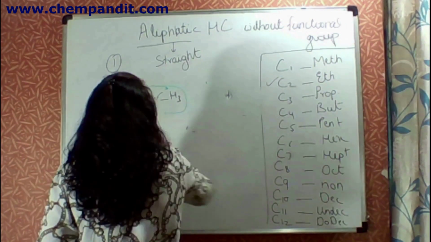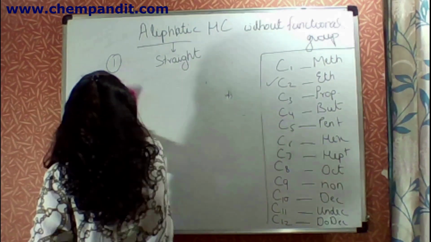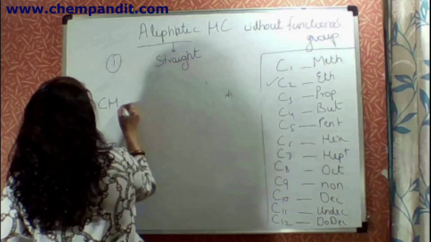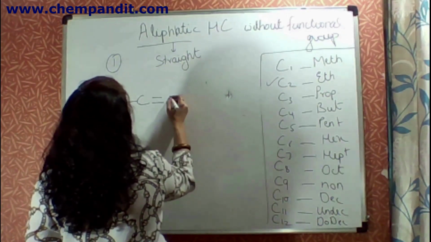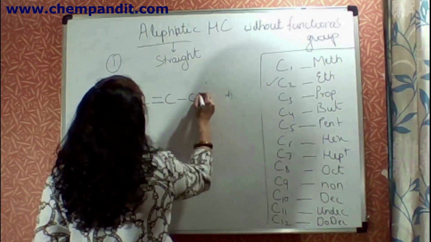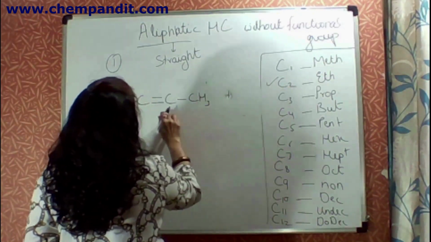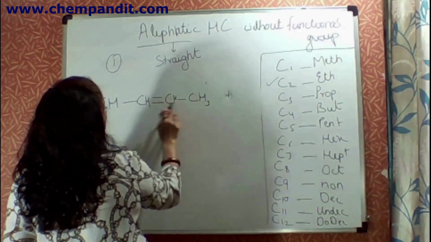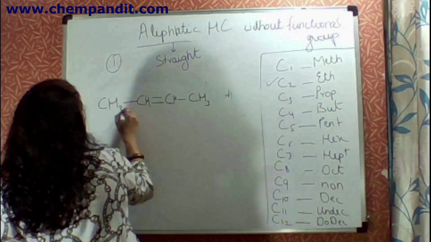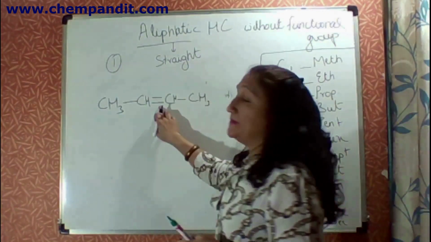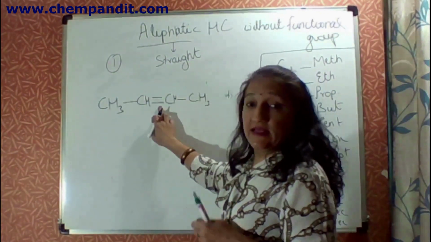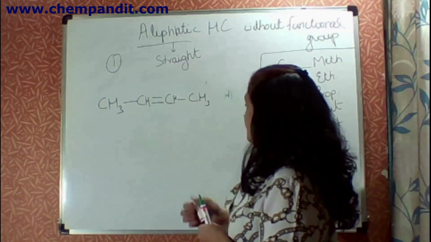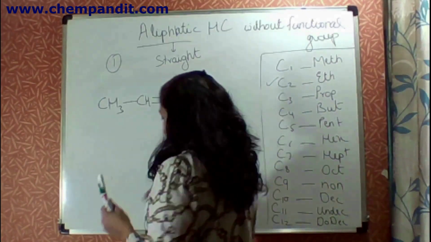Let's take one more example. Suppose we have this compound. Hydrogen, 1 hydrogen to make this 4, 1 hydrogen to make this 4, and this will be CH3. Now this is a double bond. Up till now we were discussing examples which contained a single bond. Now this is a double bond. And let me write one more.